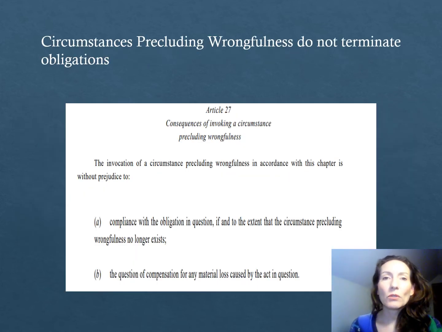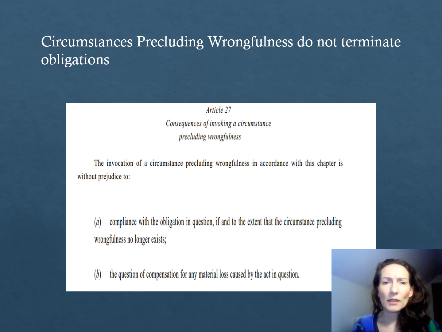A second principle that's applicable to all circumstances precluding wrongfulness is that they do not terminate obligations. They prevent international responsibility to arise if they are present when the internationally wrongful act occurs. So a state breaches an international rule. However, there is a circumstance that exculpates, that justifies that behavior, but the obligation that was breached continues to exist.